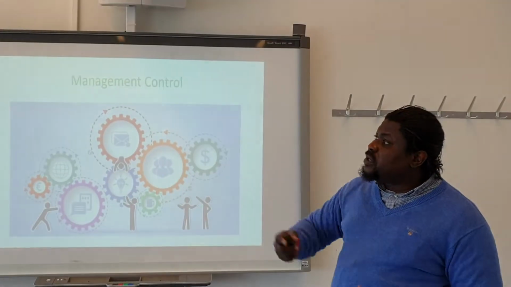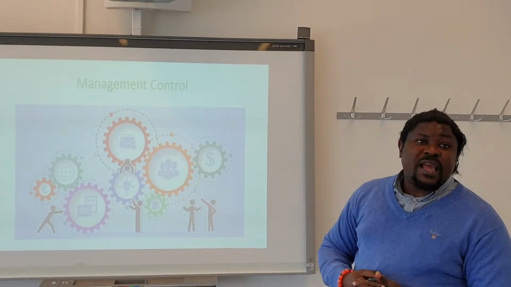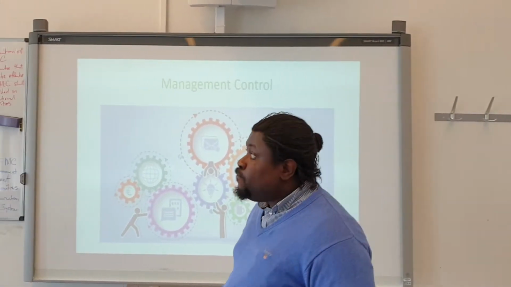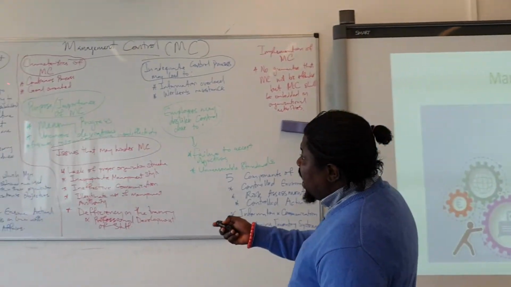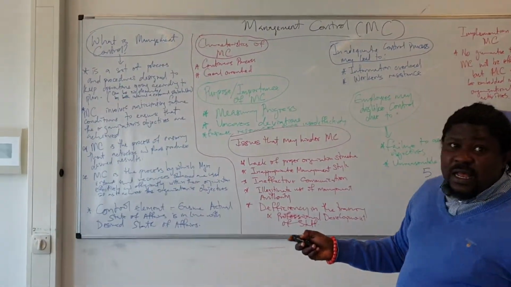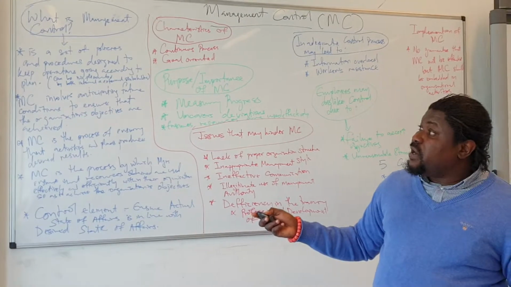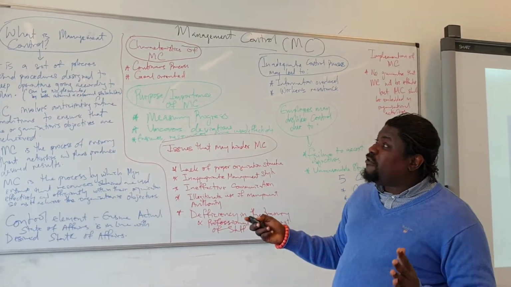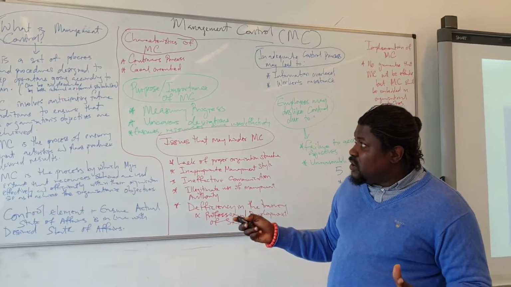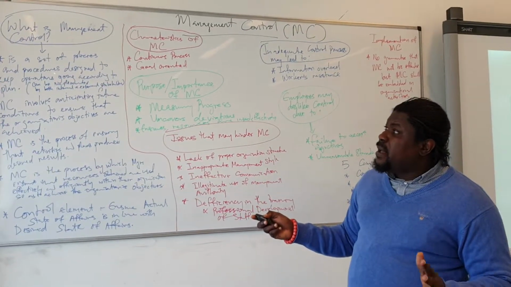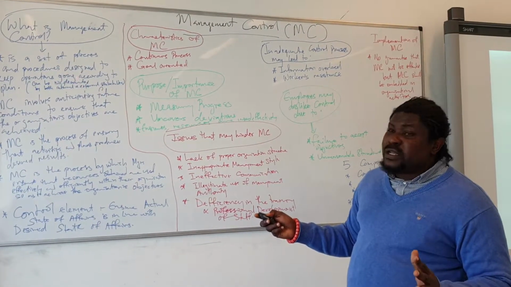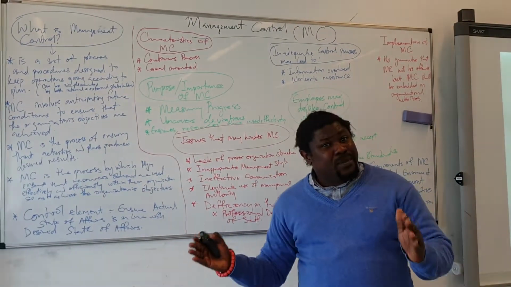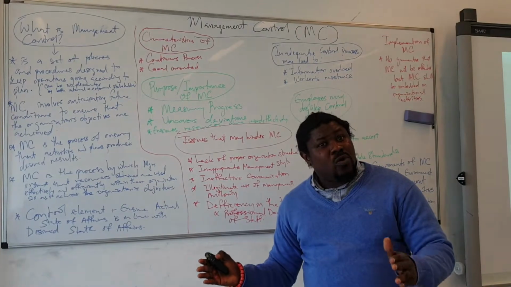If you come with me to the whiteboard, I'd like to start by explaining what we exactly mean by management and control. Right there, I have listed the explanations and definitions for management control. Management control is a set of policies and procedures designed to keep operations going according to plan. So every business organization has got a plan. They've got a business or organization goal and objective.